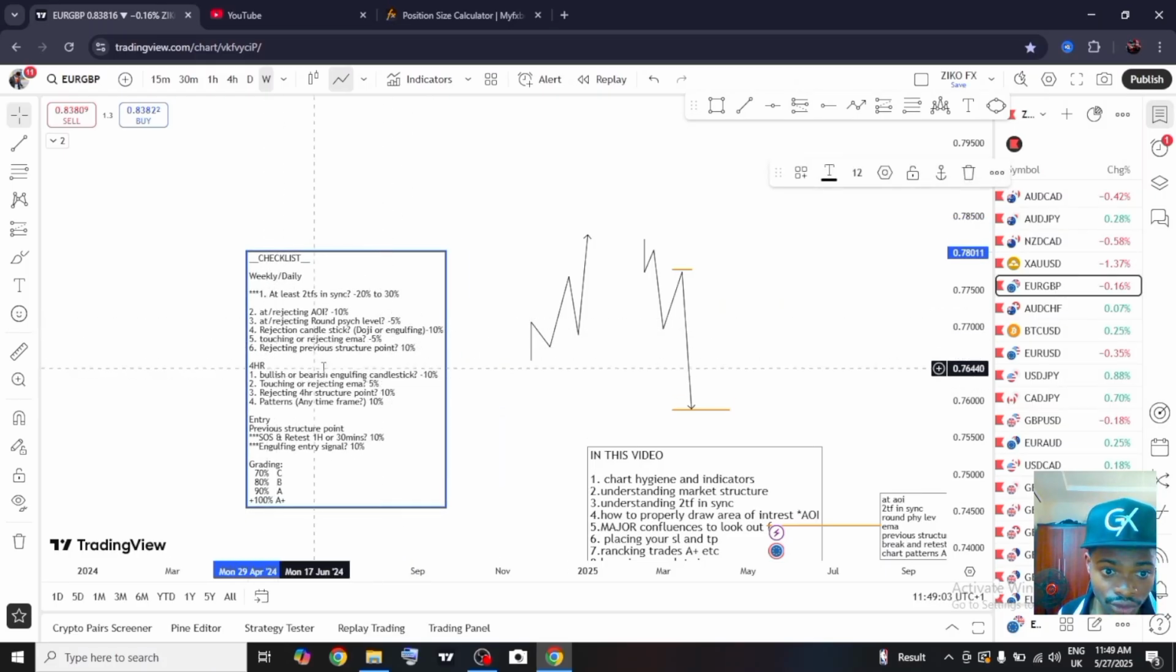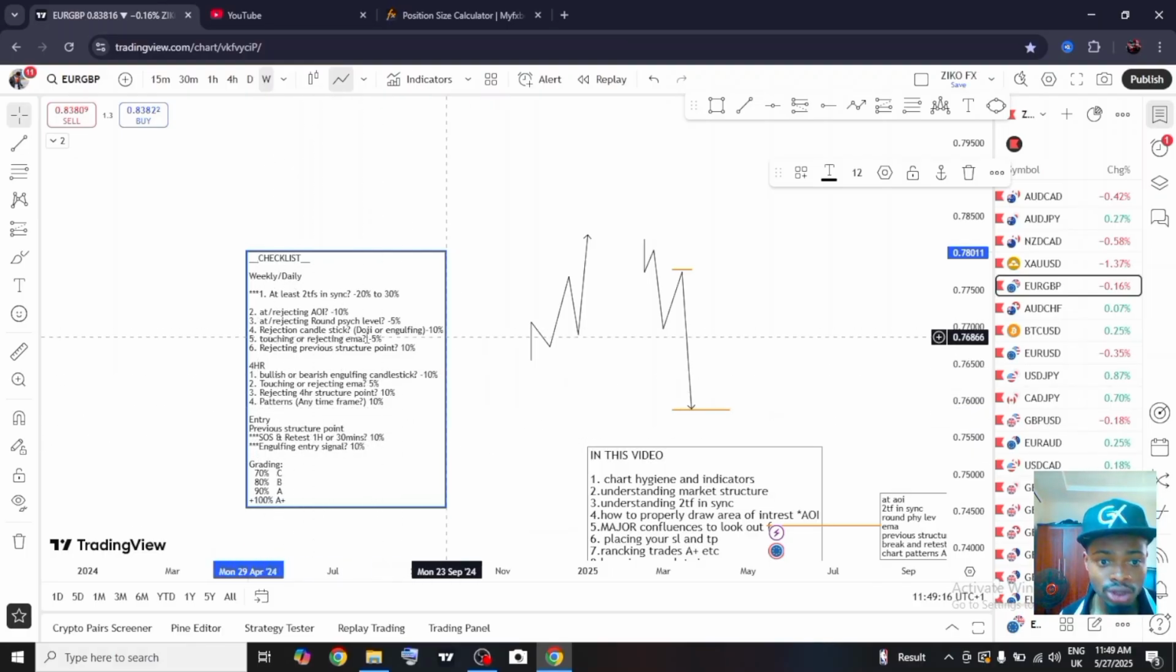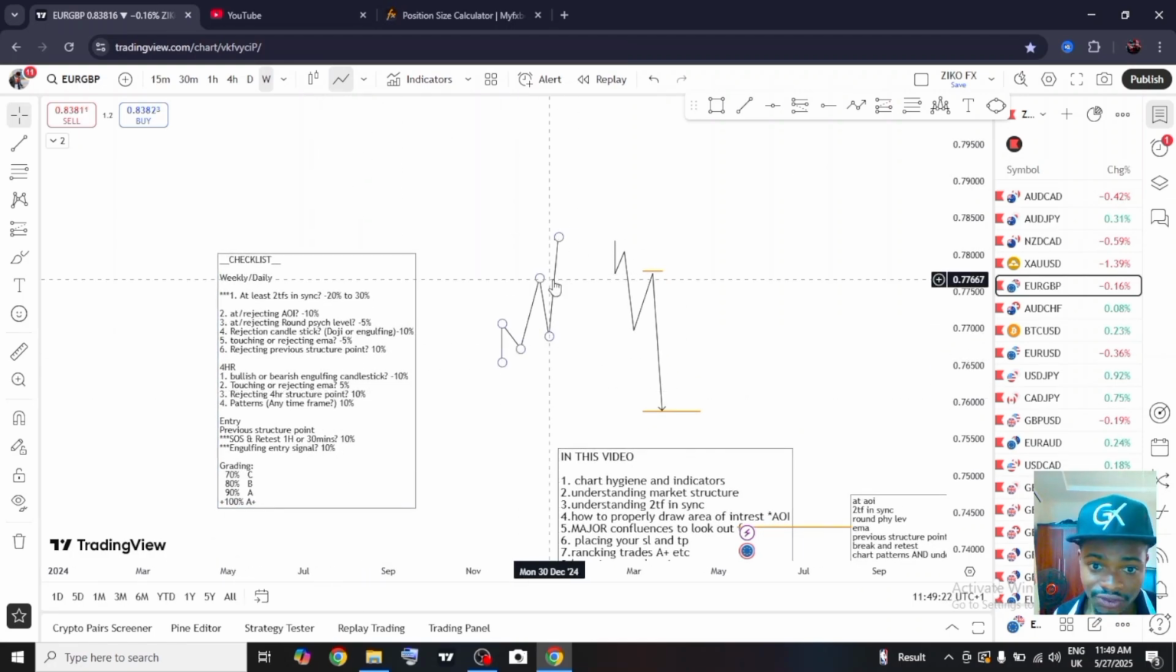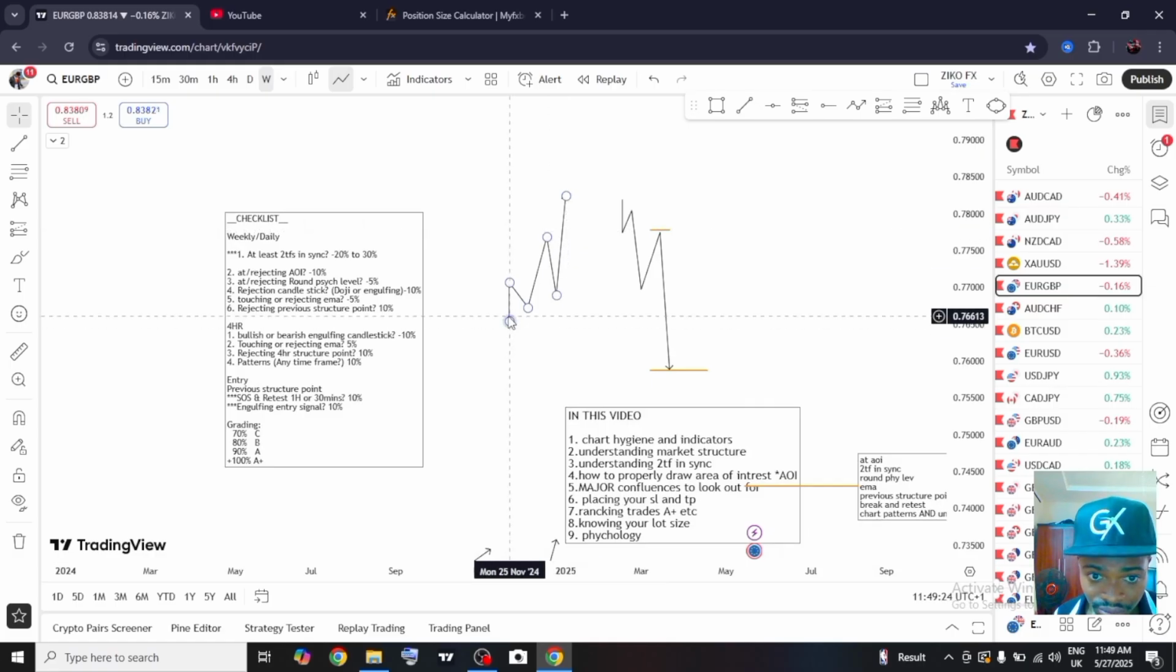Then on the 4 hour, do we have a bearish engulfing? Is it touching or rejecting the EMA? Do we have any patterns? That's where that head and shoulders comes in again. Here we go, right? Now, do we have a shift of structure and entry? So let us explain what a round psychological level and a previous structure point are. Let me explain what a previous structure point is first, just because we already have it here.